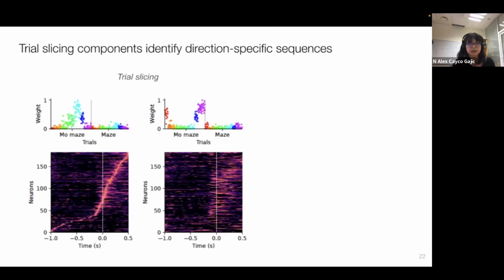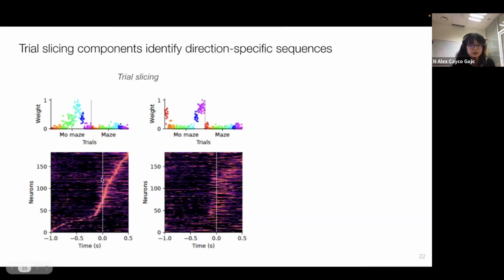So these are what you get from the trial slicing component. Here I'm just showing the trial factors. You can see that they're very tuned to specific reach directions here in the no maze condition. They all look like this, with tuning either in the no maze or maze condition, and they all have these sequential dynamics. We did cross-validate the sequences to show that this part at the beginning is not real. That's just an artifact of sorting.